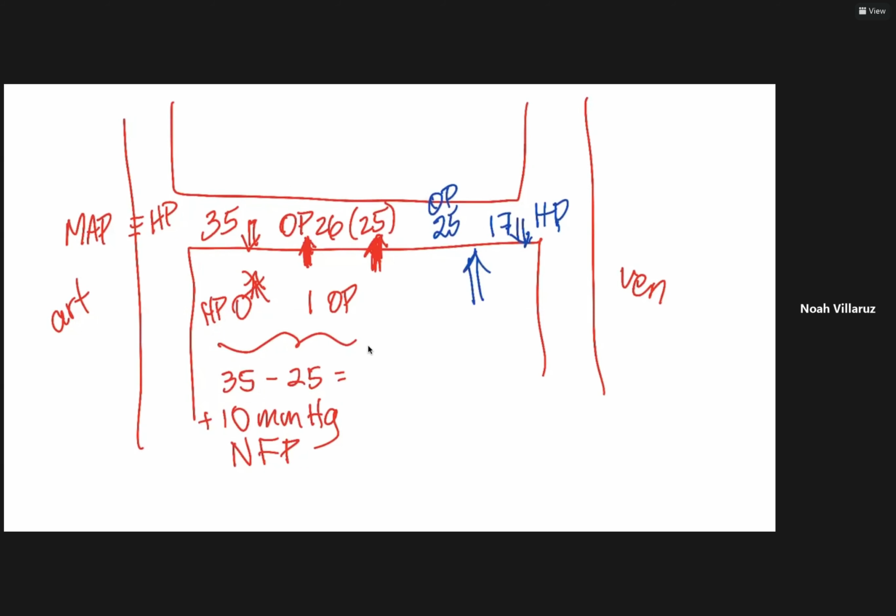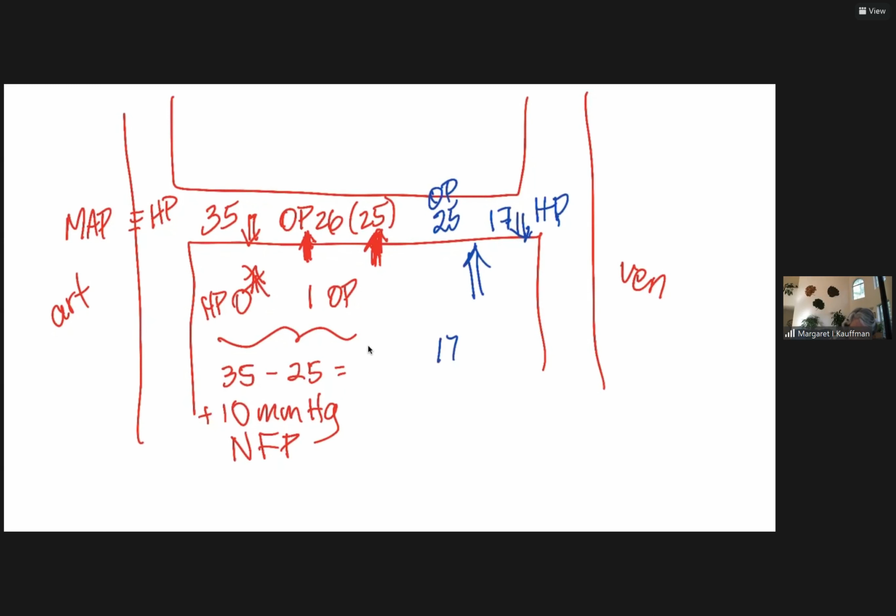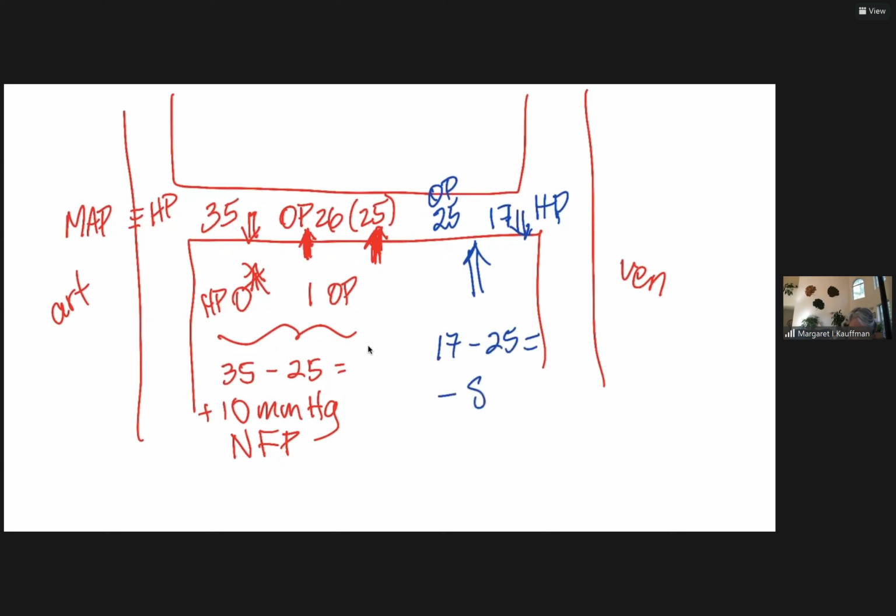And because it's negative, it's going into the capillary. Well, actually, maybe I should do it the other way. Then you'll see it's negative. Okay. So then we're going to put them in the same order here, and we're going to have 17 minus 25, which equals -8. Okay, good.